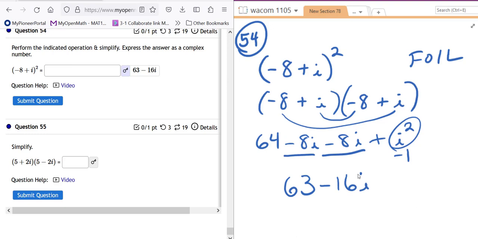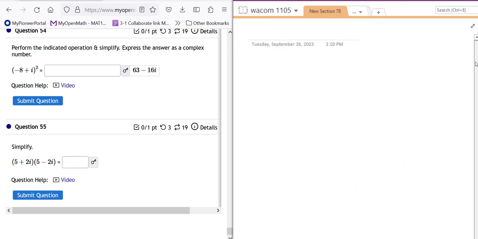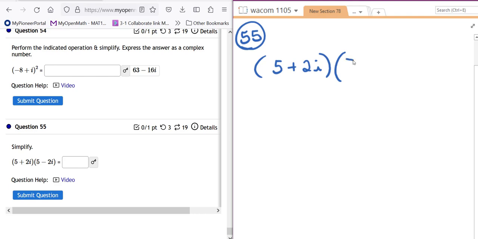This one is multiplying conjugates. We'll go ahead and do it, and then we can backtrack. All right, 55. It is two binomials. You don't have to worry so much that they are what we call conjugates. Just don't be surprised when things cancel out. You would see it and do it as a FOIL.